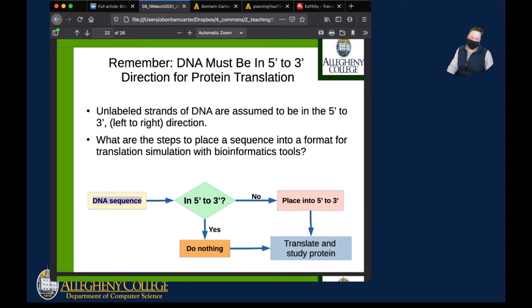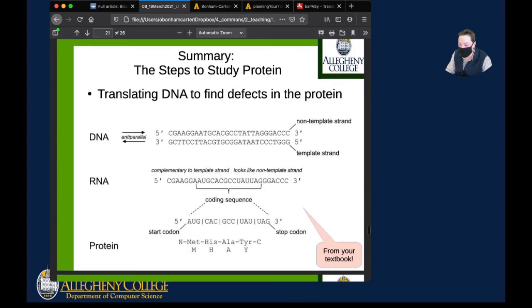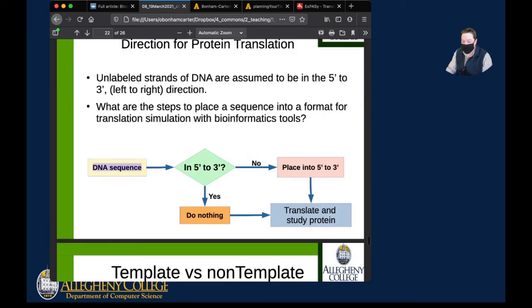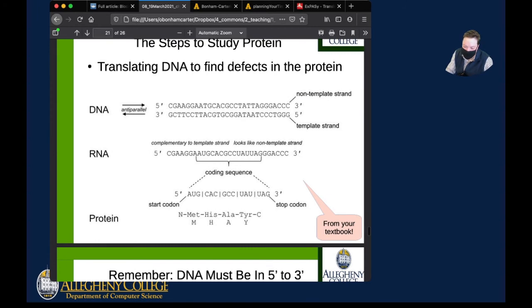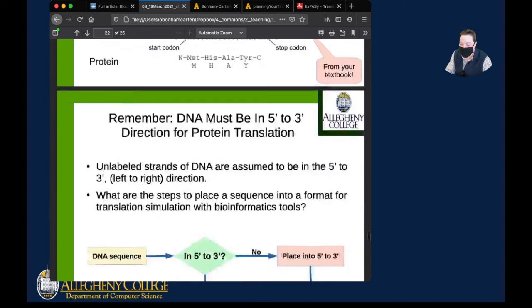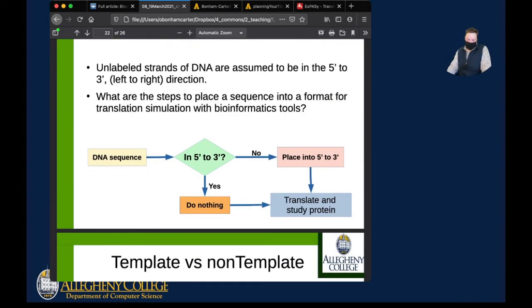It's very visual. But basically, you would start with a DNA sequence, and you ask yourself, is this my template strand, in the right kind of directionality? In fact, is this in the 5 to 3 prime? You're asking whether it's an RNA sequence or something, but is this in the 5 prime to 3 prime direction? If it is, then you do nothing and you continue. And then you translate and study the protein.